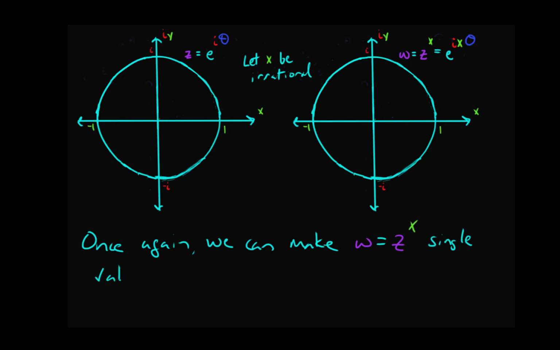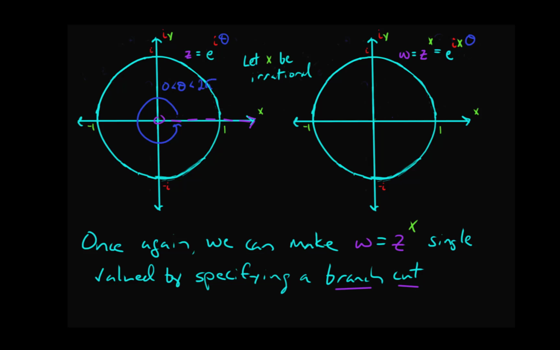So we can make the function w equals z to the x single valued by specifying our branch cut, which here I've just decided to make along the positive x-axis again. When we do that, we restrict our domain to values of theta ranging between 0 and 2 pi, and we're just going to get that first branch of the function. When we go once around the unit circle in the domain, we traverse one branch of the function in the range. And we stop at the point on the unit circle in the range whose theta is equivalent to 2 pi times x, where x is a positive irrational number, in this instance greater than 1.